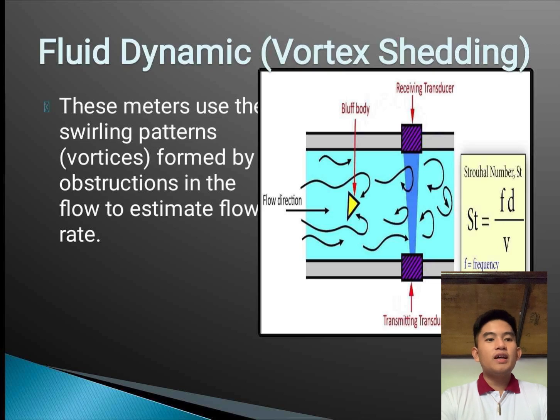Next is fluid dynamic vortex shedding. These meters use the swirling patterns, vortices, formed by obstructions in the flow to estimate flow rate. It is similar to the obstruction type, where the obstruction is in the middle. The fluid hits it and is blocked, and further ahead it senses the pressure, and that is how it measures how strong the flow of the fluid is.